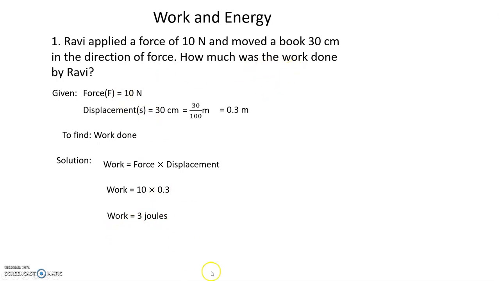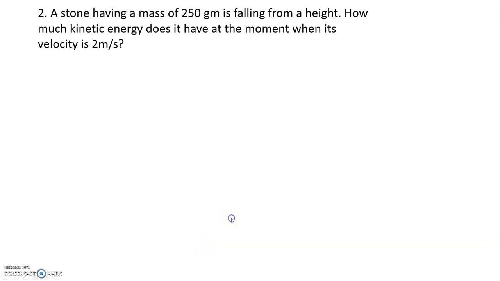So let's write the final step. Therefore, work done by Ravi is equal to 3 joules. 3 J also, capital J you can write. Now let's move on to the second.